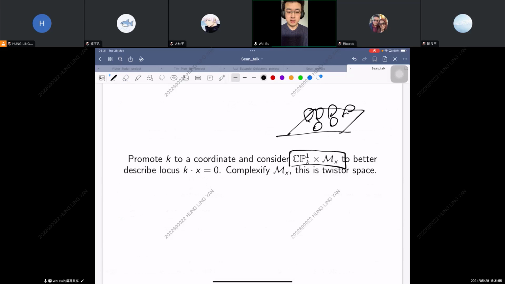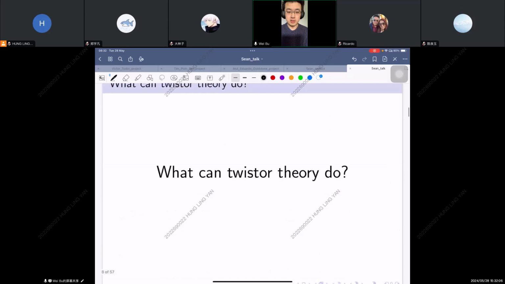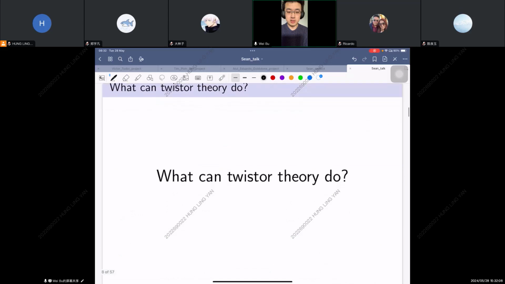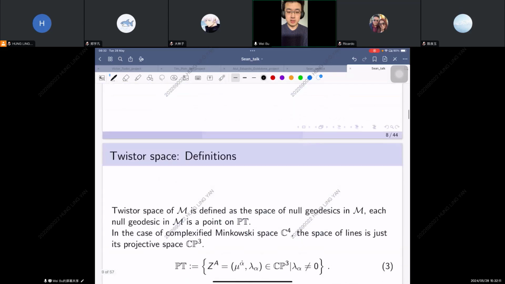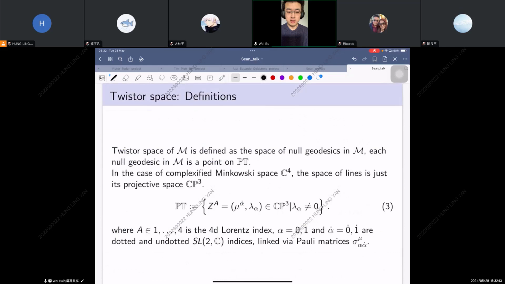But as a twistor theorist, you know that when you complexify the whole setting, as in complexify Minkowski space to C4, this is twistor space. So this motivates us to go to twistor space. So what can twistor theory do? Let's start with what exactly is twistor space. The definition: twistor space is defined as the space of null geodesics in Minkowski space, for example, and each null geodesic in M is a point on twistor space.